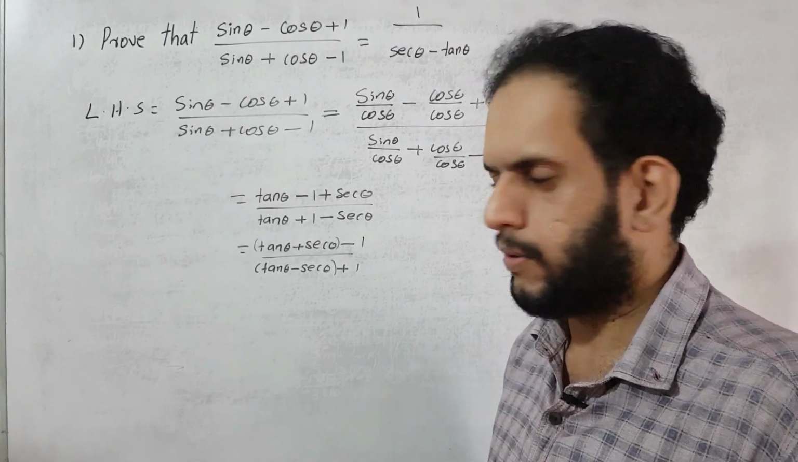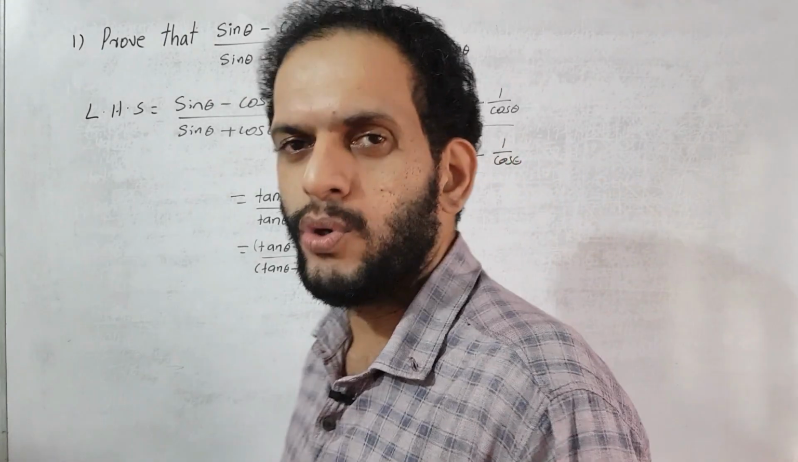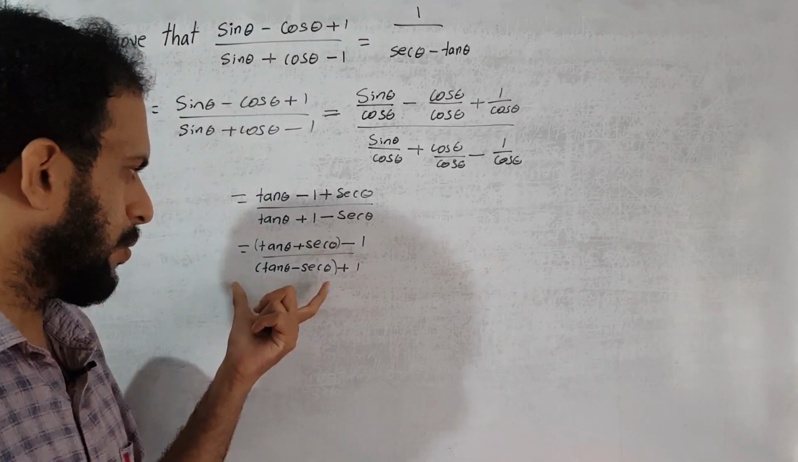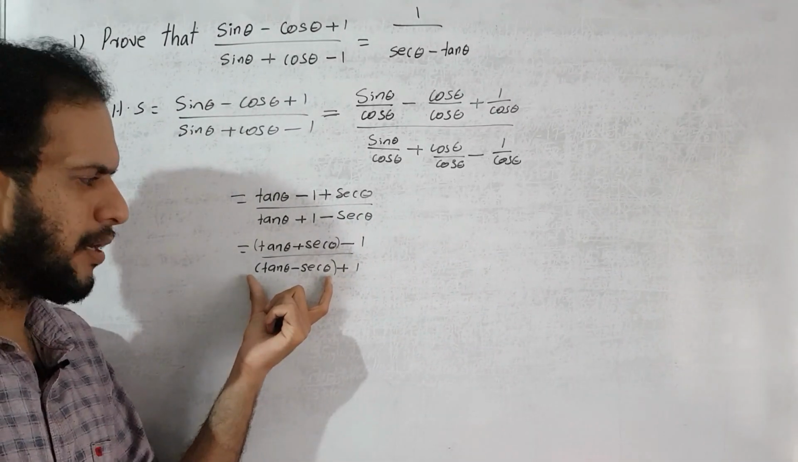The denominator, correct, then we multiply both numerator and denominator by the conjugate of the ratio. Not the complete form, we take only the ratio. Okay, always we take only the ratio.